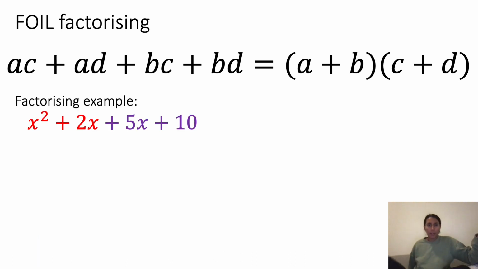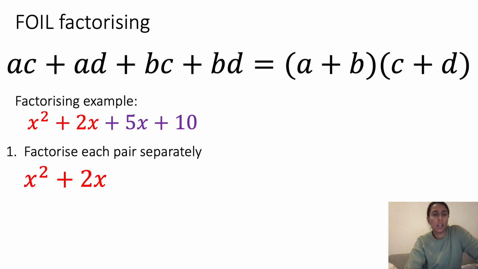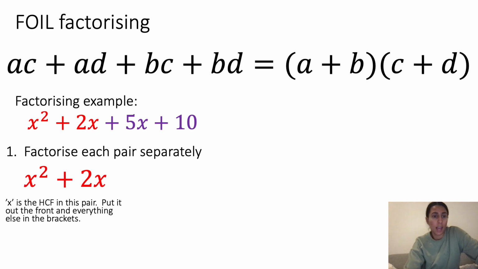Okay, so if we're looking at this one here, we have our 4-term expression, and again, I've split it up into 2 pairs. So we'll start with the red one first. If I've got x squared plus 2x, my common factor is x. So x is going to go out of the bracket, and then I'm left with x plus 2, because x times x would give me x squared, x times 2 would give me 2x.